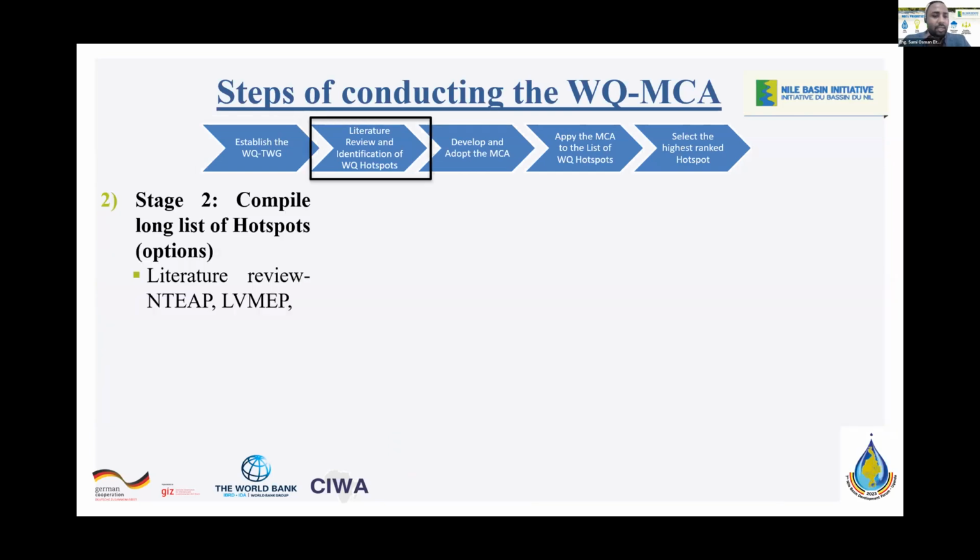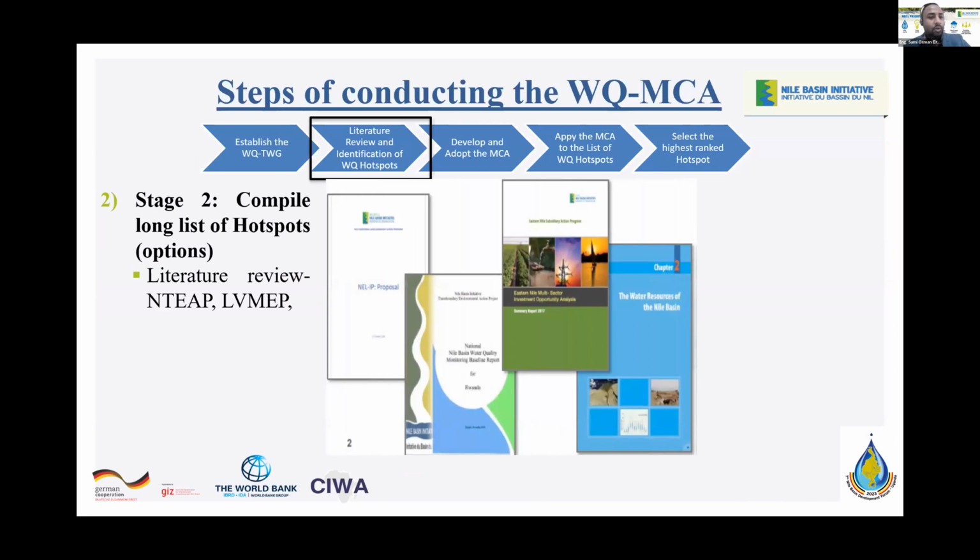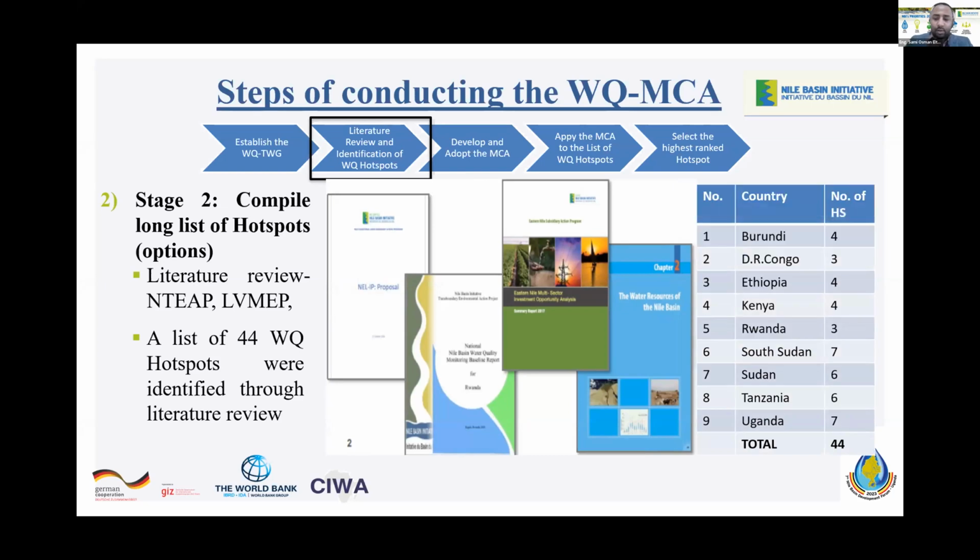The second stage is to compile a long list of hotspots. So we used literature review and also country feedback to list several water quality hotspots in the Nile Basin. We used previous projects such as the NTIP and LEVEMP 1 and 2, and these are some of the documents that we reviewed. From there, we selected, along with the countries, 44 water quality hotspots. These represent the hotspots from each country. Some are inside the country and some are transboundary, but the overall number of hotspots is 44.